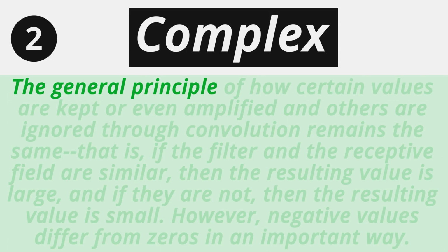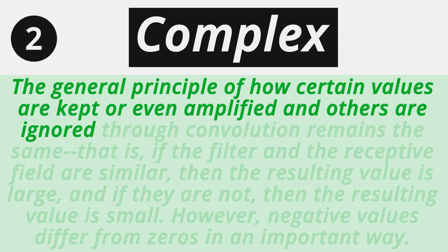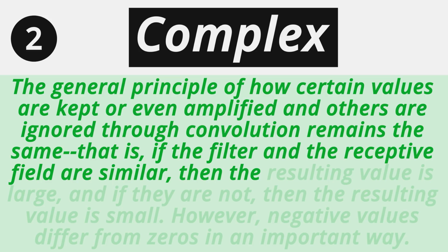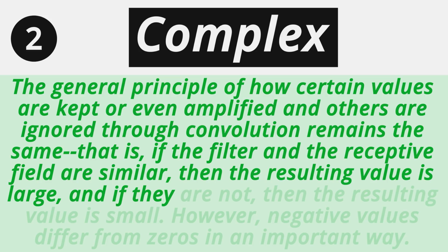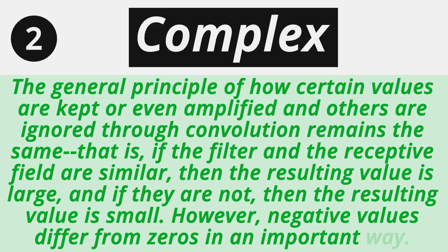The general principle of how certain values are kept or even amplified and others are ignored through convolution remains the same. That is, if the filter and the receptive field are similar, then the resulting value is large, and if they are not, then the resulting value is small. However, negative values differ from zeros in an important way.